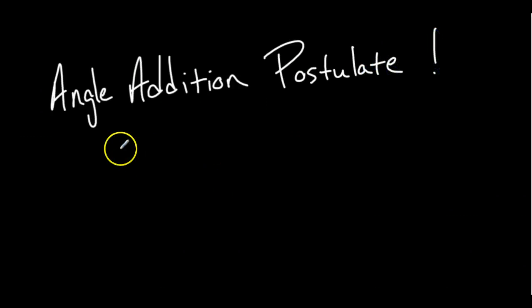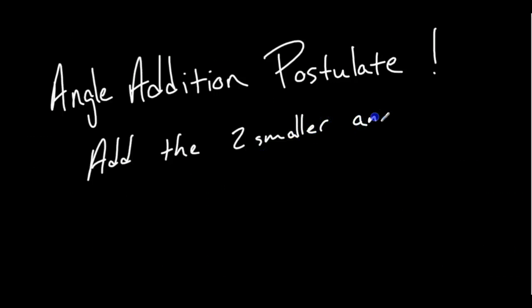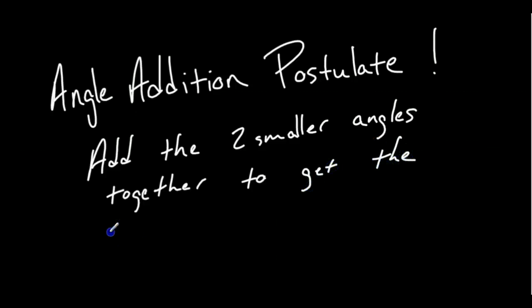All right, much easier way to remember this, you guys. This is also going to be commonly referred to as the angle addition postulate. You can write this right underneath postulate 1-8. In fact, if you wanted to cross out postulate 1-8 and just call it angle addition postulate, that's perfectly fine. And the gist of it is that you add the two smaller angles together to get the measure of the larger angle.